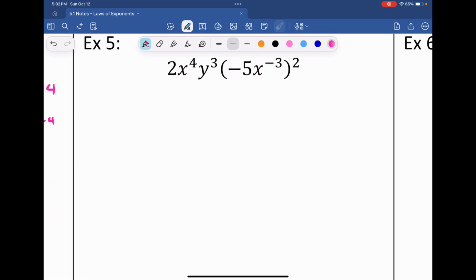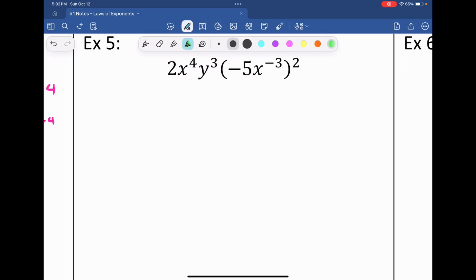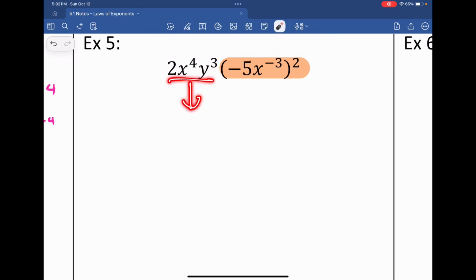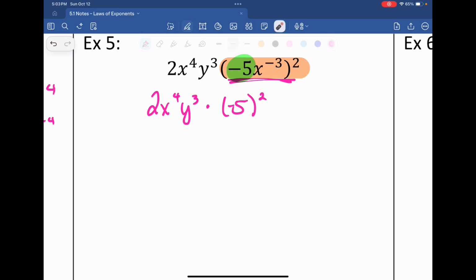All right, so there's a lot going on in this one. This is a coefficient for now. I want to concentrate on the piece that has the exponent. I'm just going to bring this down. I can't do anything with it until I deal with the exponent. So here, got a -5 to the square, so -5 squared. You have x to the -3 squared, so that's x to the -6.